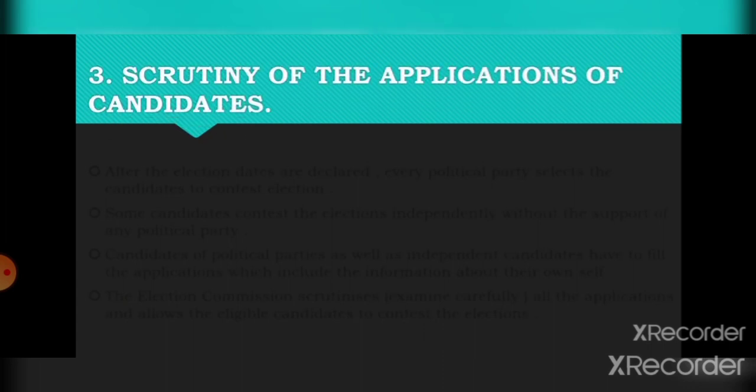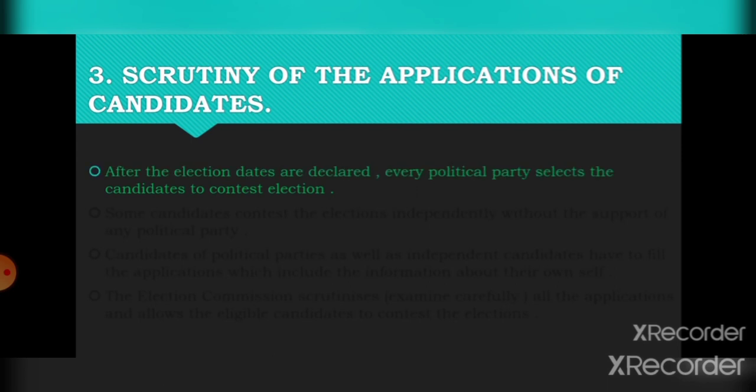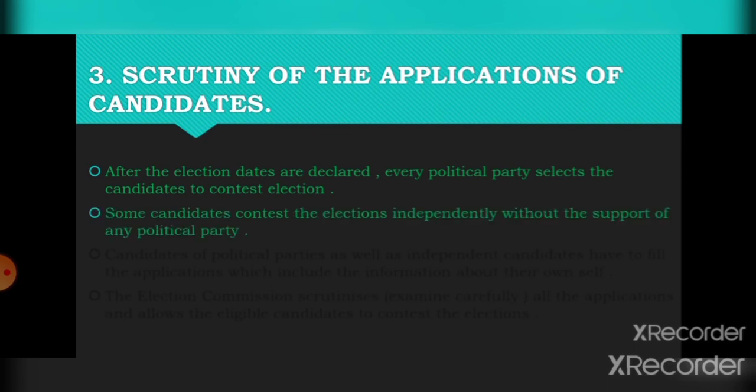Scrutiny of the applications of the candidates. After the election dates are declared, every political party selects the candidate to contest the elections. Some candidates contest the elections independently without the support of any political party. They don't have any support or backup of any big political party, so they start up as individuals. If they have done a lot of social work, definitely they can be a representative in the elections.